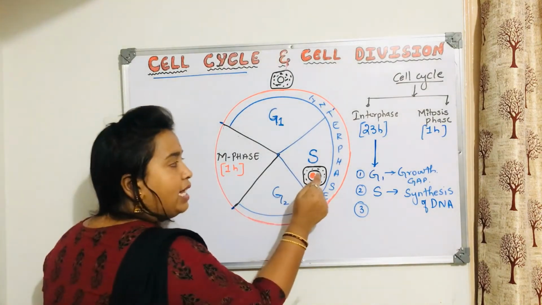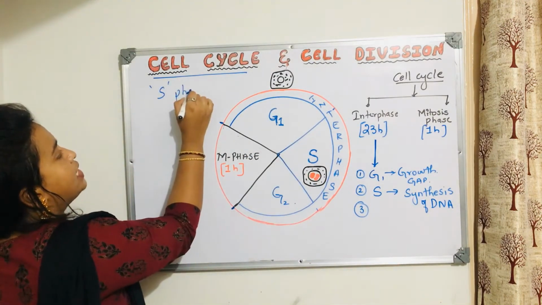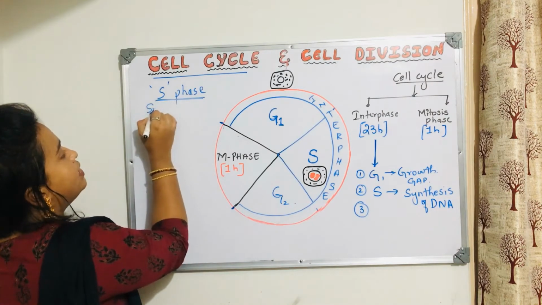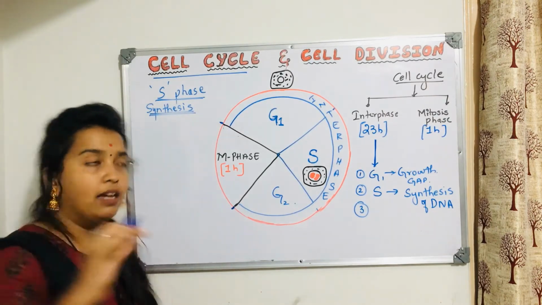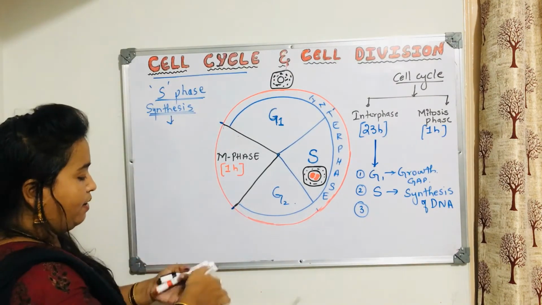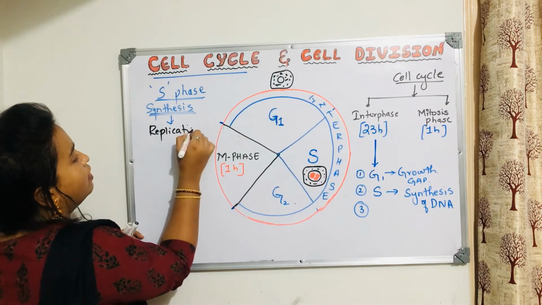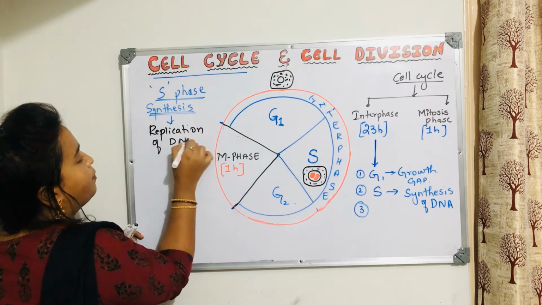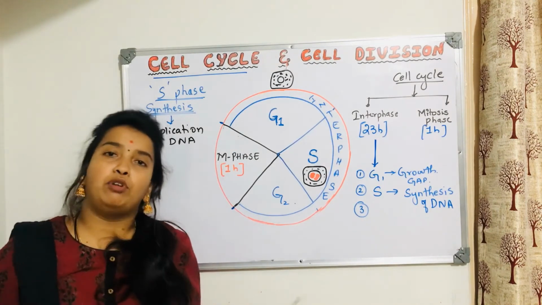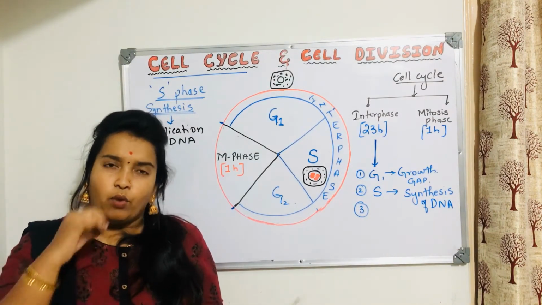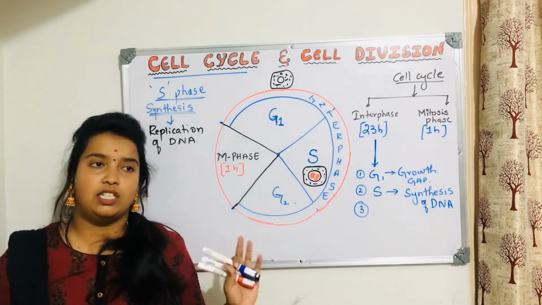So what actually is happening in this phase? I'm showing it here. So the S phase is called the synthesis phase. And what is happening in the synthesis phase is replication of DNA. Whatever the amount of DNA present in the cell, the complete amount of DNA will replicate. What do you understand by the term replication? Replication is just like Xerox.